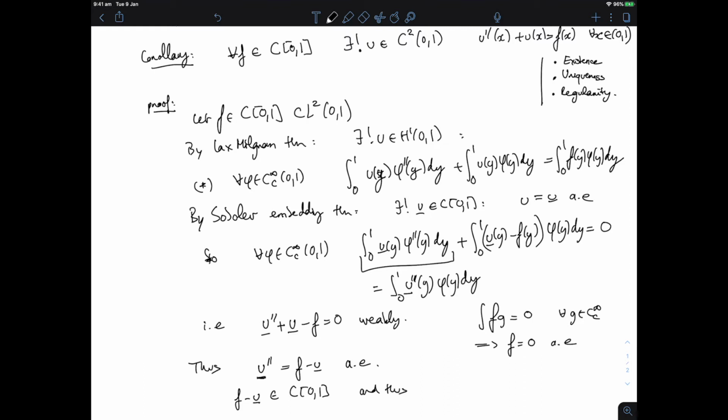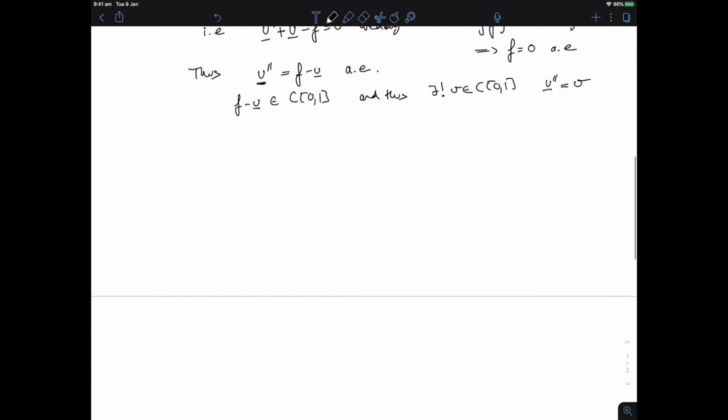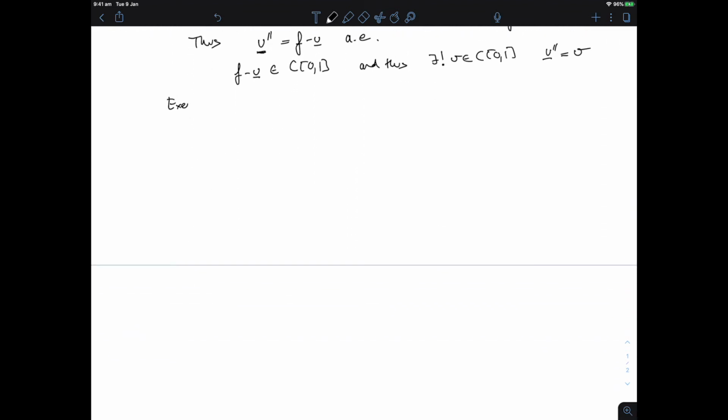So there exists a unique v continuous on (0,1) such that the second derivative of u is v. So that's basically telling me that u has two derivatives that are continuous, so that u bar is in C2. And let me leave that to you as an exercise. This implies that u is C2.